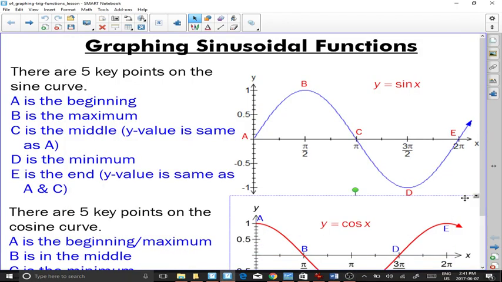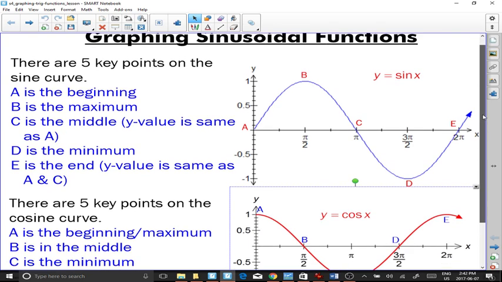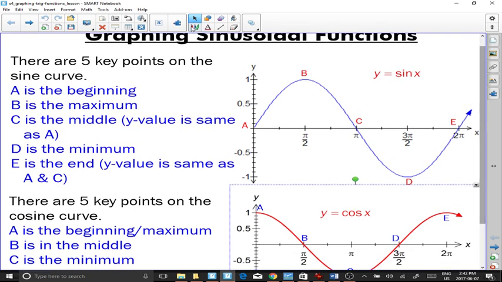Hey, grade 12s. Today we are going to be graphing sinusoidal functions. And again, we're going to be looking at some familiar diagrams that we have seen already a couple times in this unit. First off, we take a look at the graph of y equals sine x.